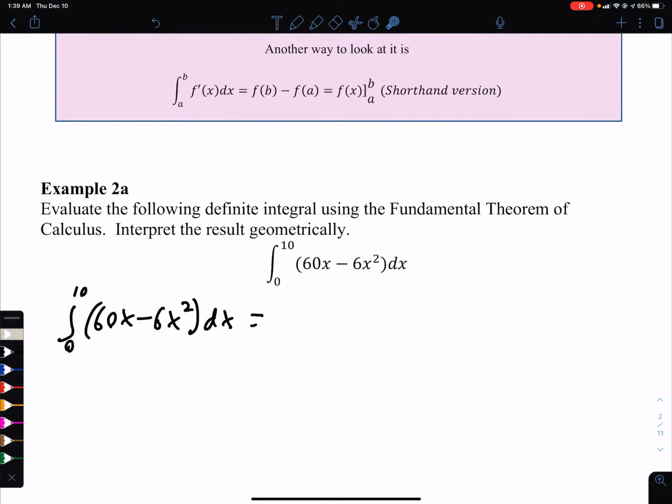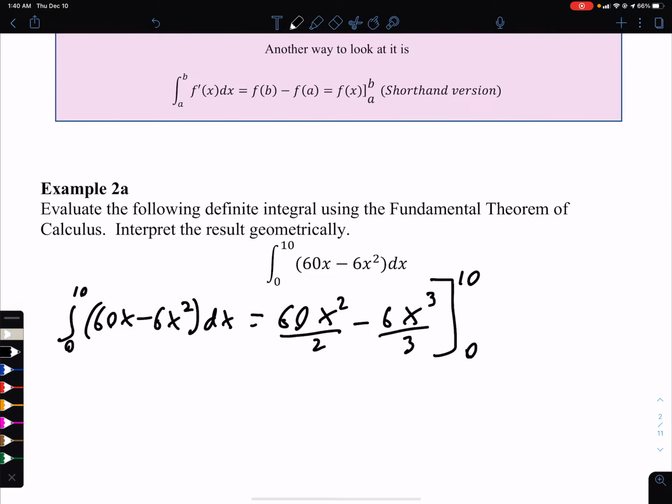So the rule: I add 1 to the exponent, which will become x squared, and then I divide by that. So I'm going to take that 1, add 1 to get 2, but then you divide by that. And then we get minus 6, it's a constant. And then to this 3, I'm going to add 1, so it's going to be cubed. I'm going to divide by that, and I'm going to go from 0 to 10.